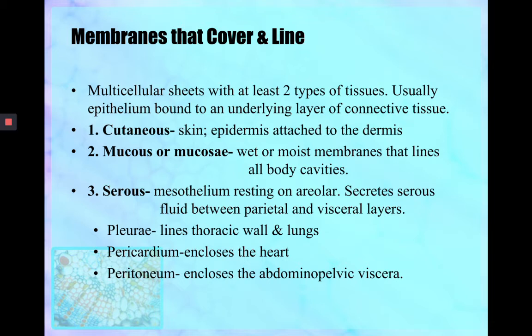The cutaneous membrane is made up of the skin, specifically the epidermis attached to the dermis. So your integument, that's essentially the cutaneous membrane. The epidermis is epithelial tissue, the dermis is connective tissue. Then you have mucous membranes. These are usually wet or moist membranes that line all body cavities. These are generally going to line open body cavities, as opposed to, say, the closed ventral body cavities wherein you would find serous membranes.